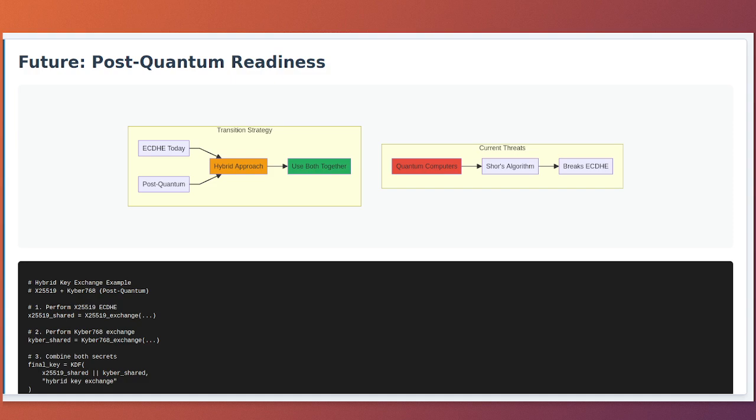The infrastructure for ECDHE is also improving. Certificate authorities now issue ECDSA certificates by default, reducing the data transmitted during handshakes. TLS 1.3's optimizations make ECDHE connections faster than ever. Hardware support continues to expand, with even low-power IoT devices now capable of efficient ECDHE operations.